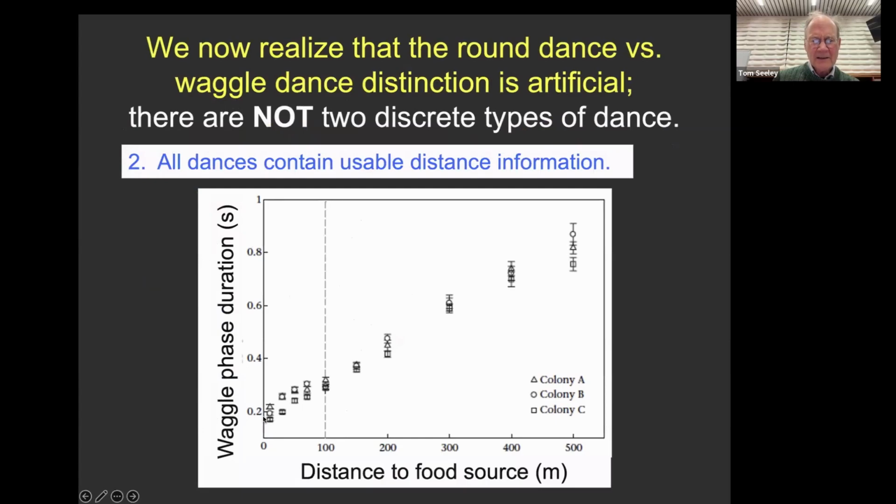And this is just a plot that shows how the waggle phase duration gets longer and longer with the distance to the food source. And the longer the waggle phase duration, the more precisely the bees can get the information about the direction to the food.